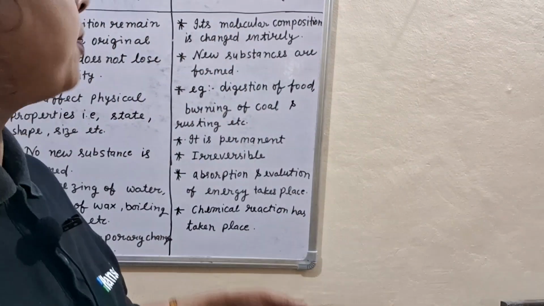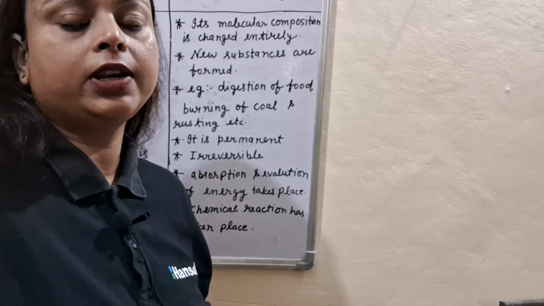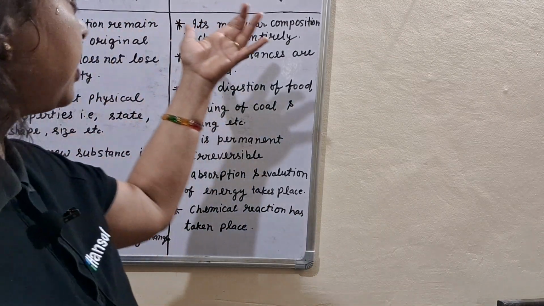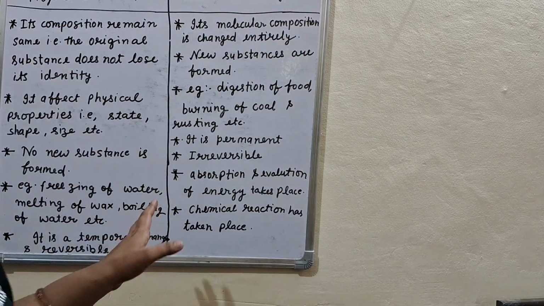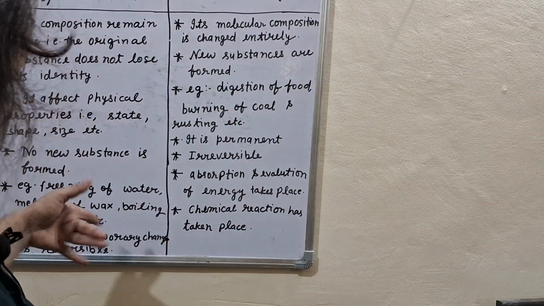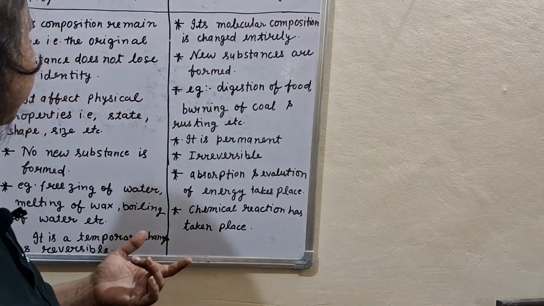As we discussed in our previous video, the class 10 chapter 1 chemistry, physical changes and chemical changes. So we will start our topic, physical changes and chemical changes. Now come on the topic, what are physical changes? Here are some examples: freezing of water, melting of wax, boiling of water. These are the physical changes.